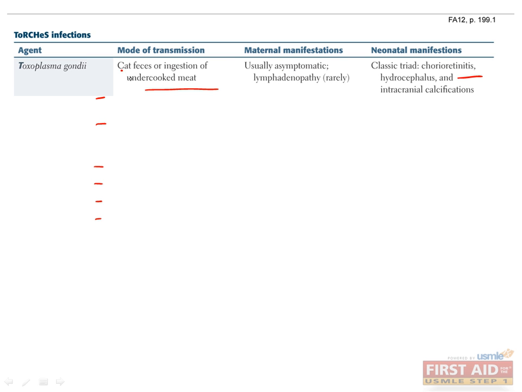Toxoplasma gondii is most commonly acquired from cat feces and is usually asymptomatic. However, when passed from mother to neonate, it can cause a classic triad of symptoms: chorioretinitis, hydrocephalus, and intracranial calcifications. Toxoplasmosis can also cause brain lesions in patients infected with HIV.